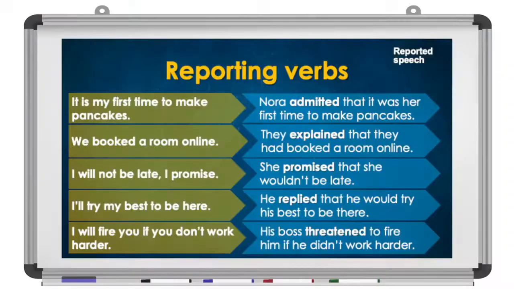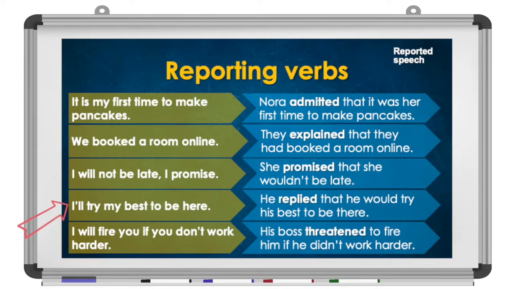Now, we have other reporting verbs other than said and told. Let's check them out. For example, it is my first time to make pancakes. Noura admitted that it was her first time to make pancakes. She admitted to me. We booked a room online. They explained that they had booked a room online. I will not be late. She promised that she wouldn't be late.